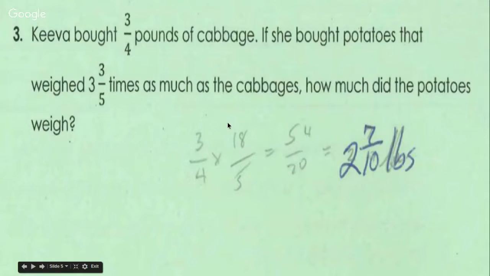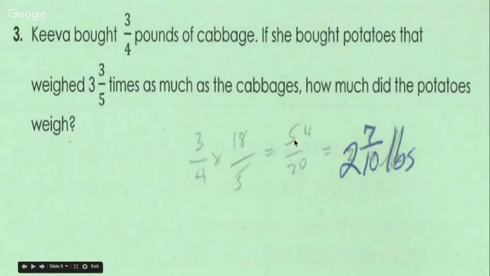Now, the method that you use, whether it be the MAD method, the G method, the check method, whatever your teacher might have taught you, multiplying the denominator by the whole number, 5 times 3 is 15, plus 3 gives you 18, and we keep our same denominator, so that's where we got our 18/5 from. 3/4 is already a proper fraction, so we didn't need to change that. And 3/4 times 18/5, 3 times 18 was 54, 4 times 5 was 20.